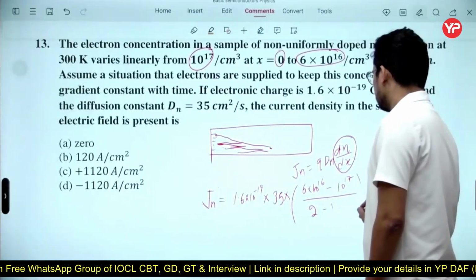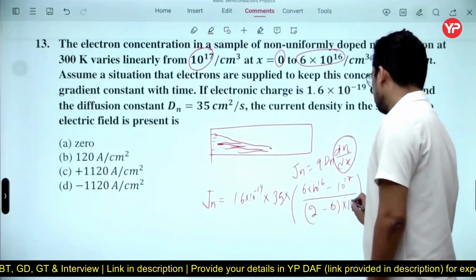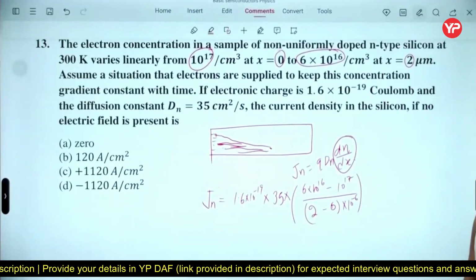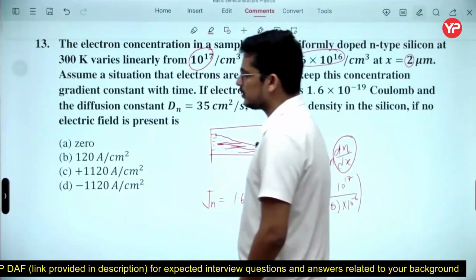minus 1, but this is in micrometer. 2 minus 0, not 1, and that will be 10 raised to power minus 6. Right. So you have to solve it completely. And when you are solving that one, yes, very good decision.